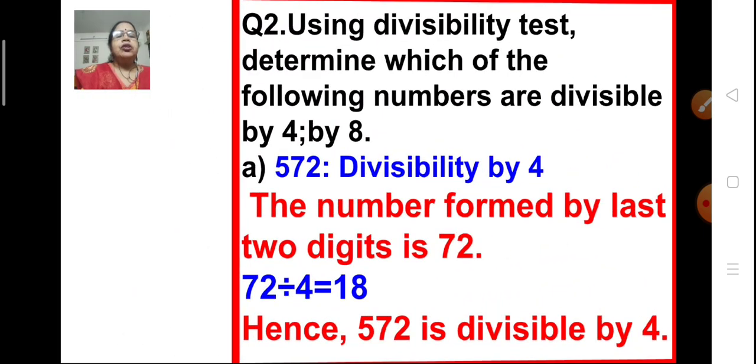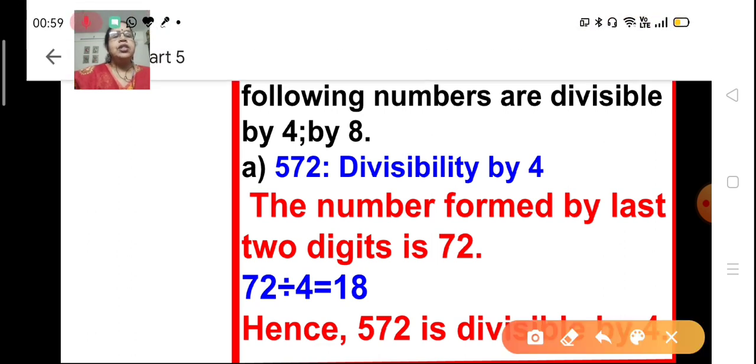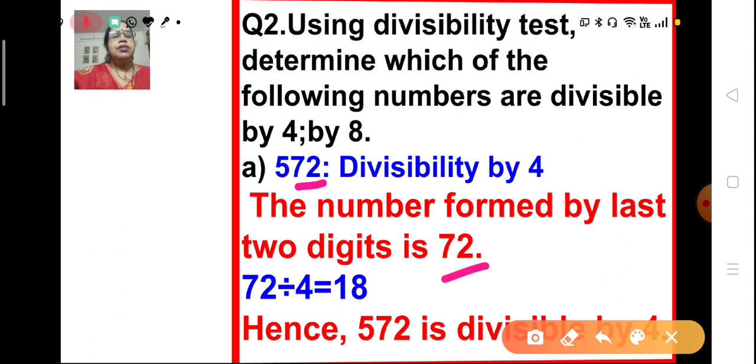The number is 572. We have to check its divisibility by 4 and by 8. So what is the rule for checking its divisibility by 4? The number formed by the last 2 digits should be divisible by 4. The number formed by the last 2 digits here is 72, and 72 is divisible by 4. We can check this out.